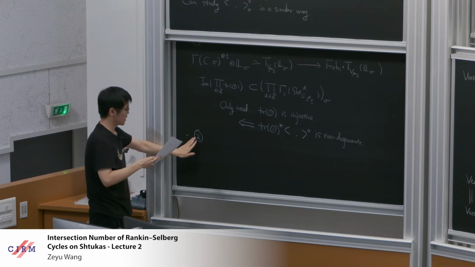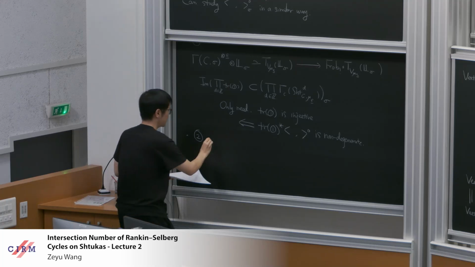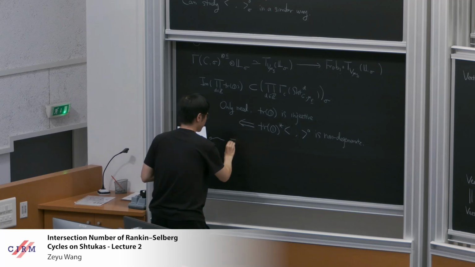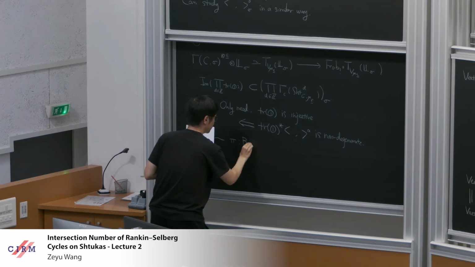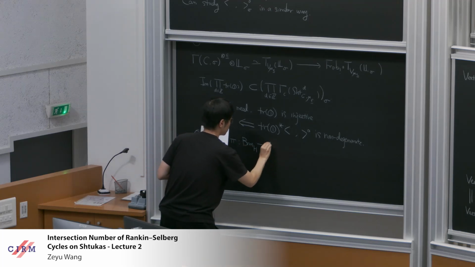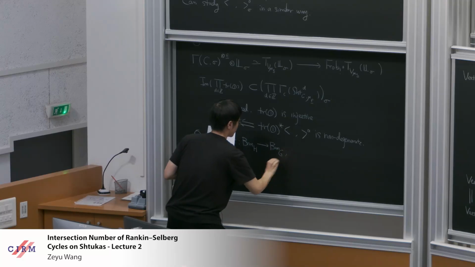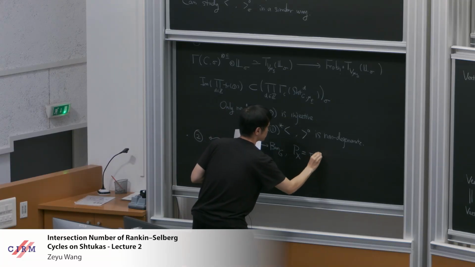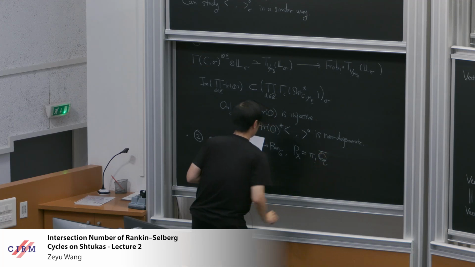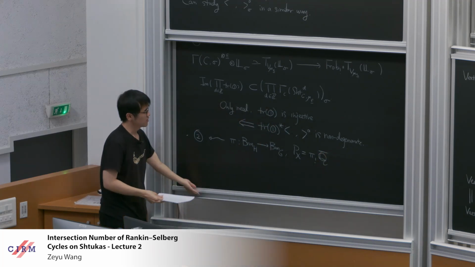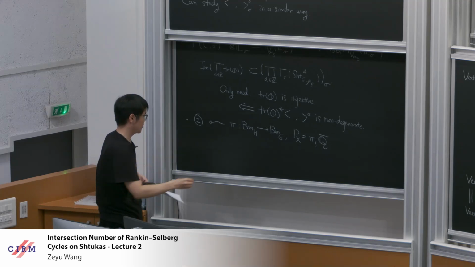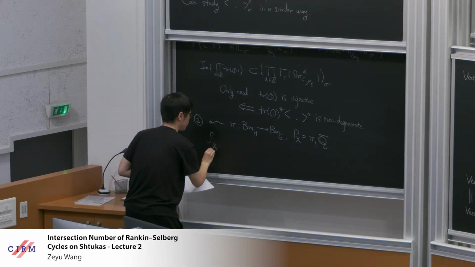So to explain two, let me first recall what this two is. You have a map from Bun H to Bun G, and you have the pure sheaf P_x, which is the lower shriek of the constant sheaf on Bun H. So what's this integration along X?